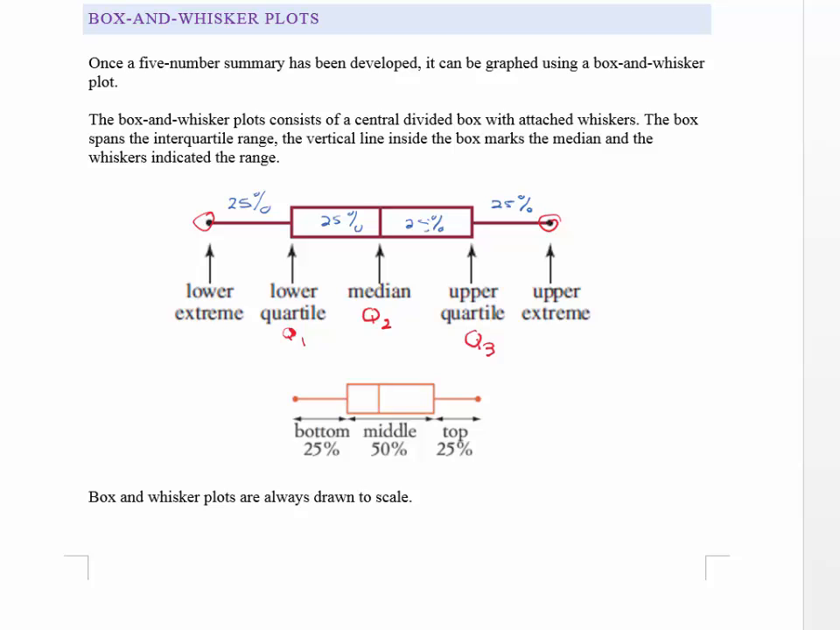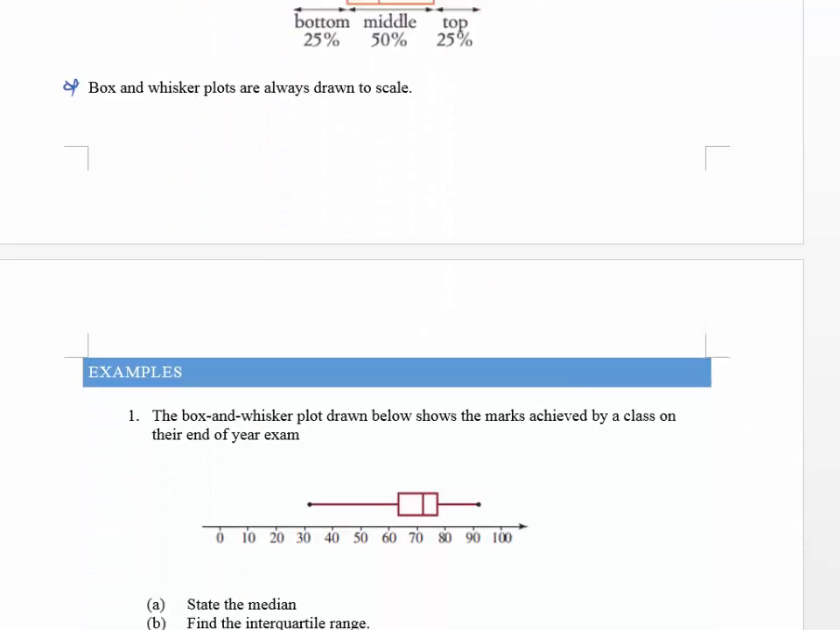So that means that in between here, 50% of the scores lie. And interestingly enough, this here is your interquartile range, because it's Q3 minus Q1. So this big box is really showing you your interquartile range, and that's where 50% of the scores lie. And the other thing you need to know here is that box and whisker plots are always drawn to scale. So you will need a ruler, you will need to draw a scale, and then if you do all that, you're going to have no problem.